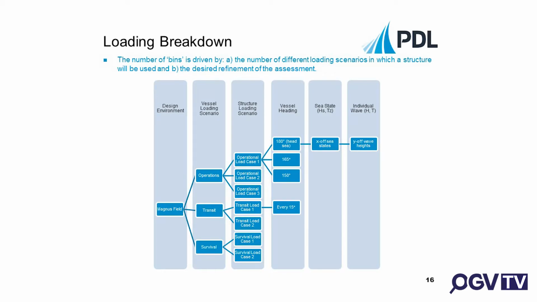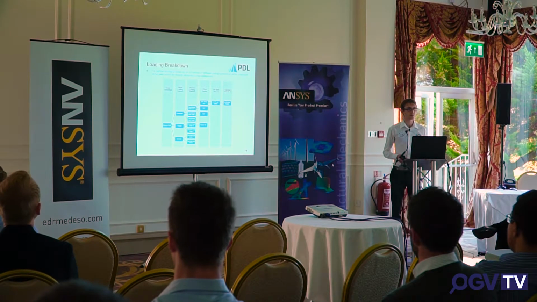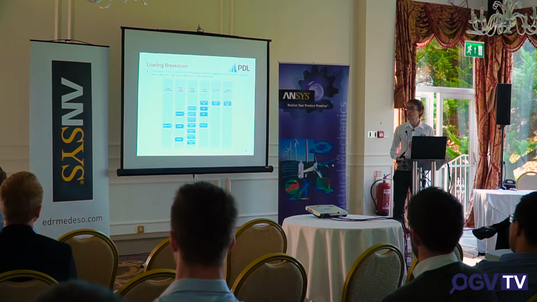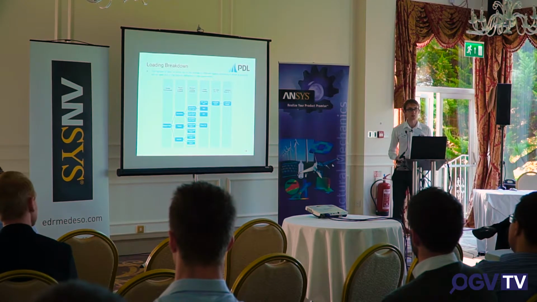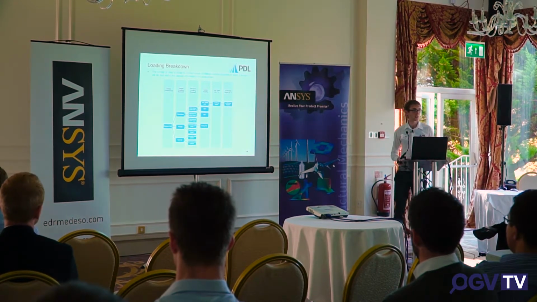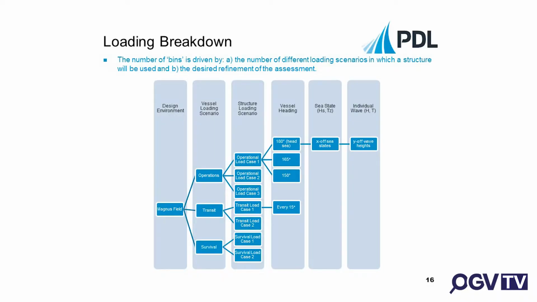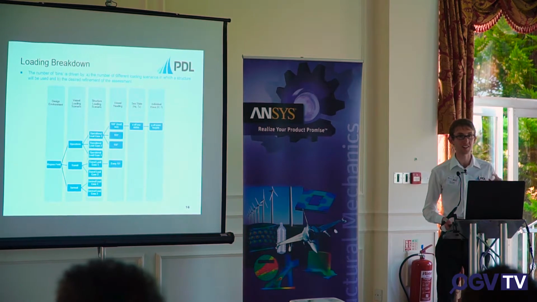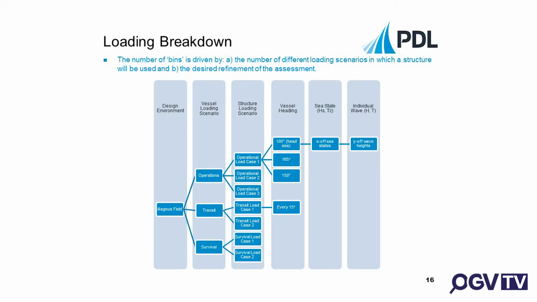So how do we get to 100,000 plus loading bins? If you take a look at this, hopefully it gives you some indication. This is a way of breaking it down. First of all, say what design environment you're in. Could be North Sea, could be off Brazil. Here we're Magnusfield, so North Sea. What kind of vessel loading scenario it is? Is it transiting, not transiting? What's the structure doing? What's the vessel heading, sea state, wave height? If you follow that through, you can end up with a lot of subdivisions, especially with the sea states and the wave heights and periods.